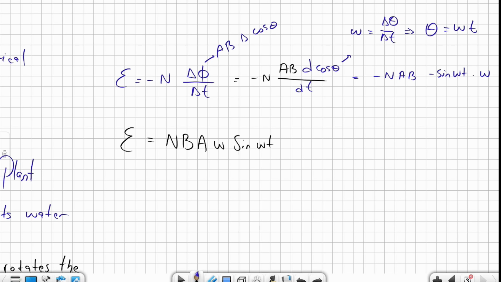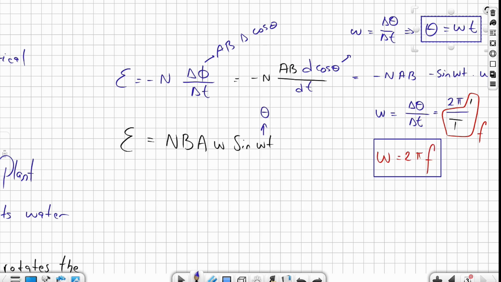And omega t, remember that it is equal to theta. We have another equation for omega, which is omega equal to delta theta over delta time. For a complete cycle, delta theta is 2 pi, and the time needed to complete one cycle is the period. And 1 over period is equal to frequency, so we can rewrite omega as 2 pi times f. These are the equations that you need to know. You don't need the derivations.